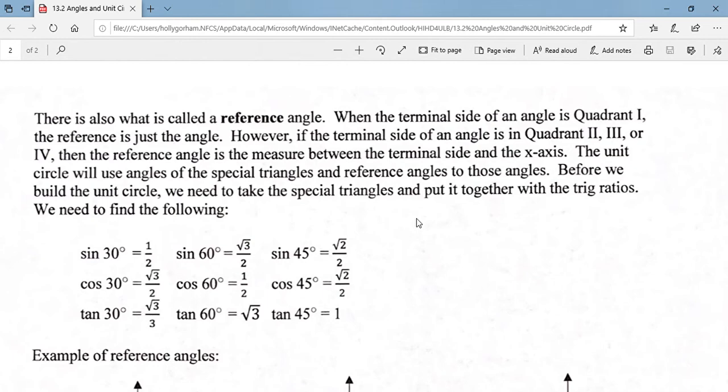Before we build the unit circle, though, we have to take the special triangles and put them together with trig ratios. So if you go back to your special triangles in the document from the day before, if I asked you to find sine, cosine, and tangent of 30 degrees, 60 degrees, and 45 degrees, sine is opposite over hypotenuse. So when you look at 30 degrees, you would see 1 is the opposite, 2 is the hypotenuse, so 1 over 2. And then that's how we would find all of these. And that's just using SOHCAHTOA and the trig and the special triangles.